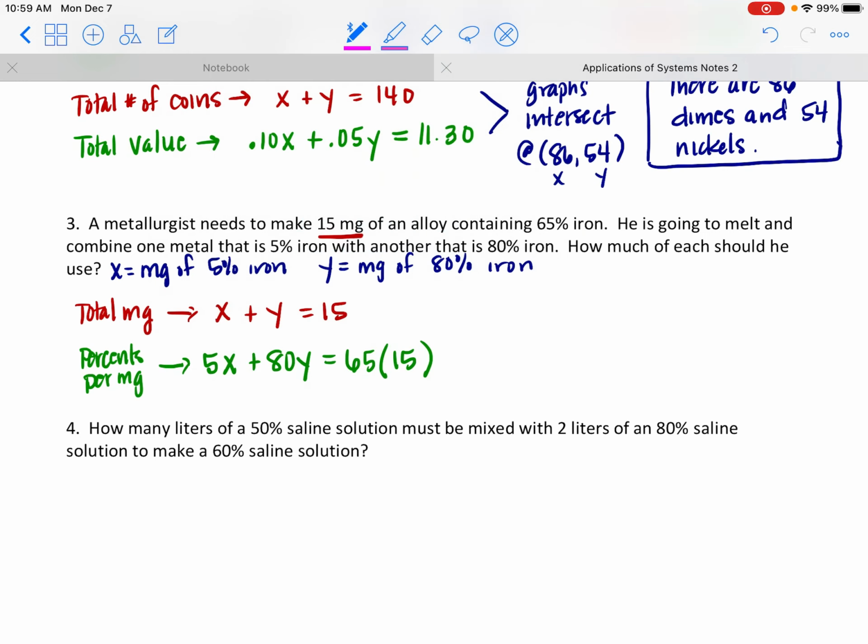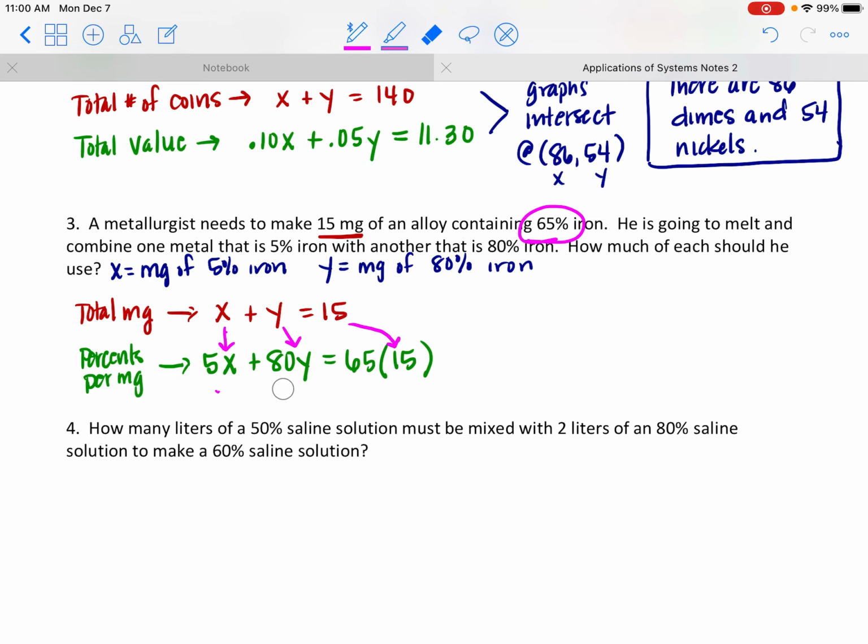So we want to multiply 5% times X because it's 5% for every milligram of that iron. And then we multiply 80% times Y because it's 80% per milligram of that Y. And then the same thing here, the mixture is a 65% iron, and that has to be multiplied by the 15 milligrams total. Okay, so now we have it. This is the tricky part, that last 65 times 15, but each of the percentages has to be accounted for. Otherwise, where would we put the 65? Now, you might have been thinking to put it here, but it's just a percent, and it has to be multiplied by the amount. So multiply the percent per milligram: 5% per milligram here, 80% per milligram here, 65% per milligram here.